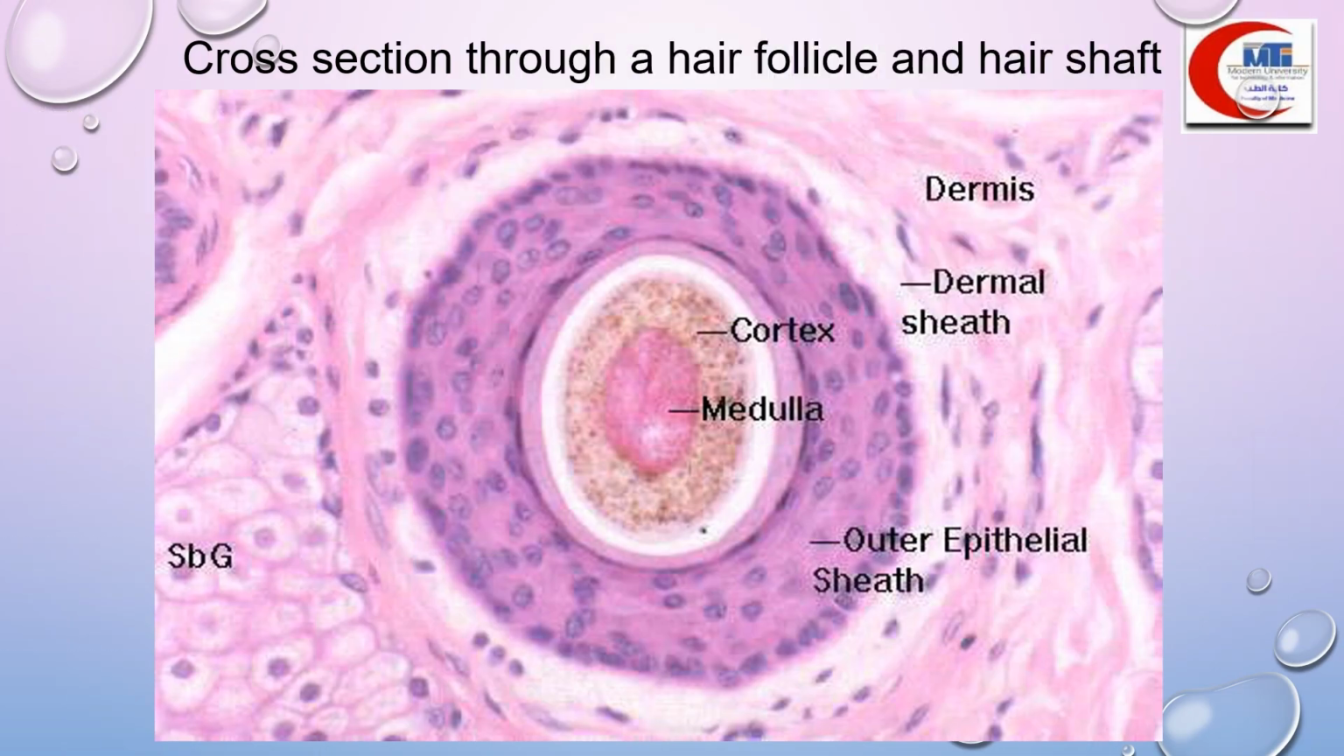This is a transverse section or cross section through the hair follicle and the hair root by the light microscope. As we see here, this is medulla and cortex surrounded by internal root sheath, and then the external or outer root sheath, then the dermal sheath of the dermis.